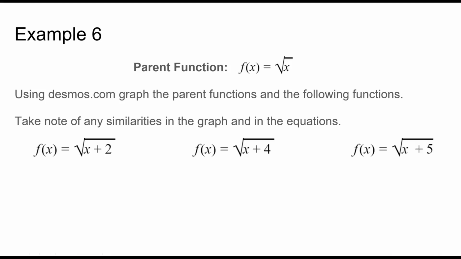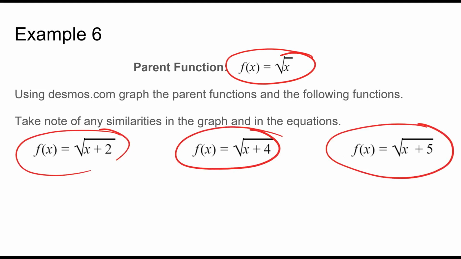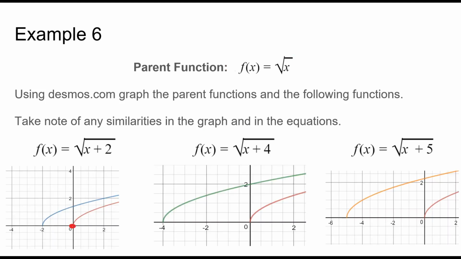Let's take a look at another example. Graph the parent function square root and graph these in Desmos as well. Note any similarities. Now we're adding on the inside of the function. Maybe predict, and press play when you've got your Desmos up. All right, so our square root function starts at the origin. Let's watch this point move. It's moving to the left 2, and we're adding 2 on the inside.